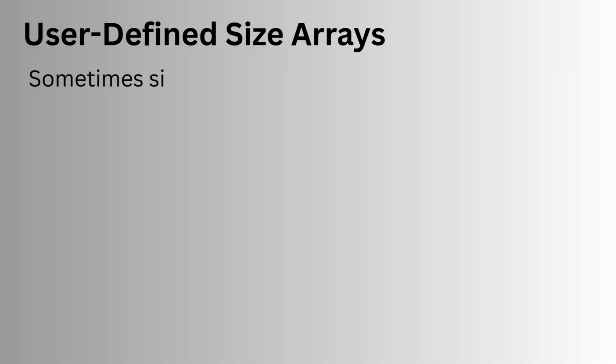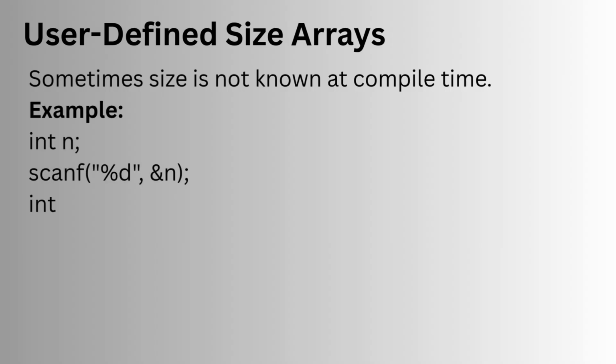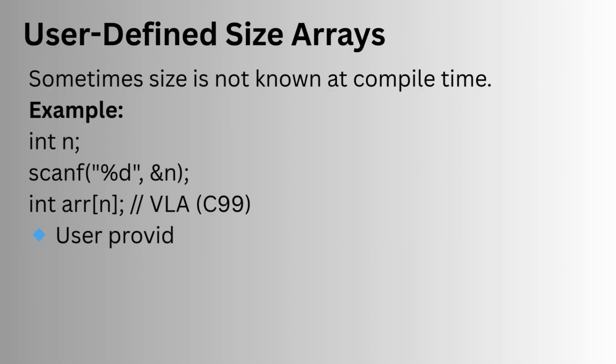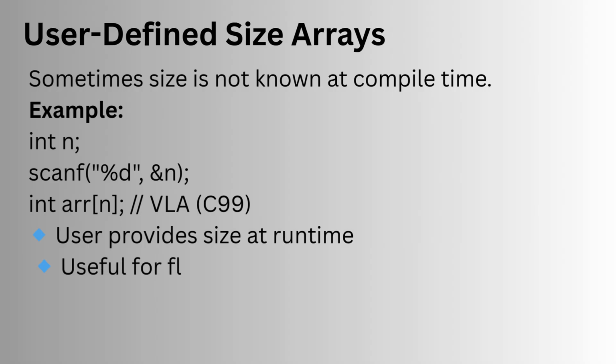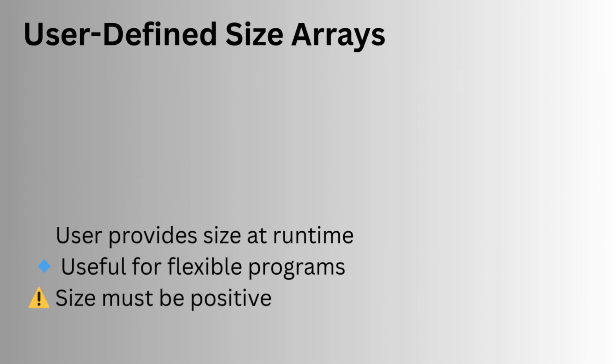Sometimes the size is not known at compile time. So if we take input for n and use it in the subscript of the array, that is known as runtime initialization. The user provides the size at runtime, which is useful for flexible programs. But remember that the size must be positive.